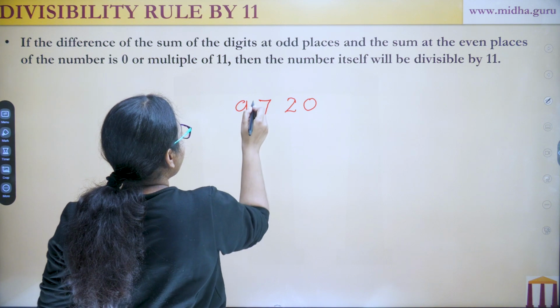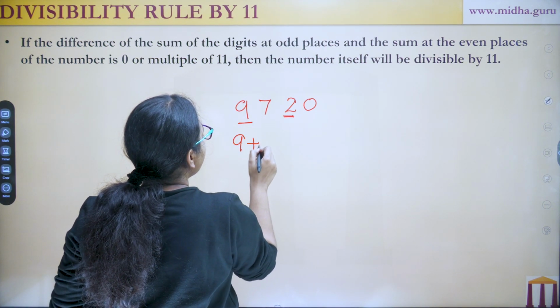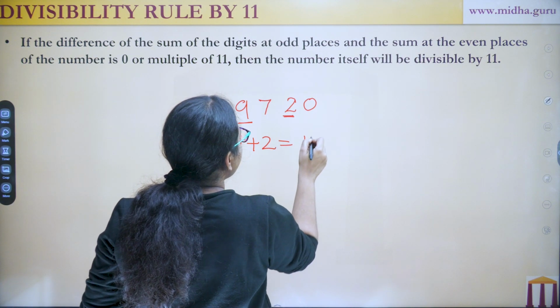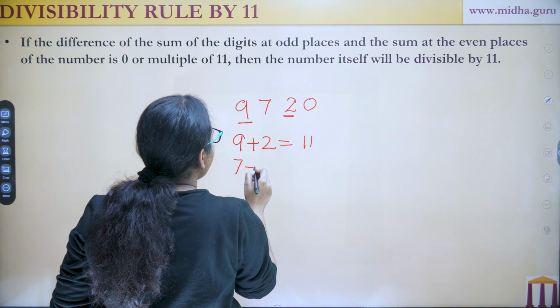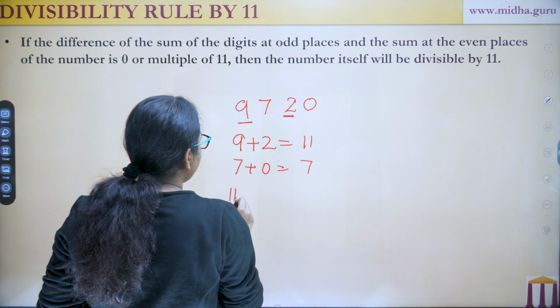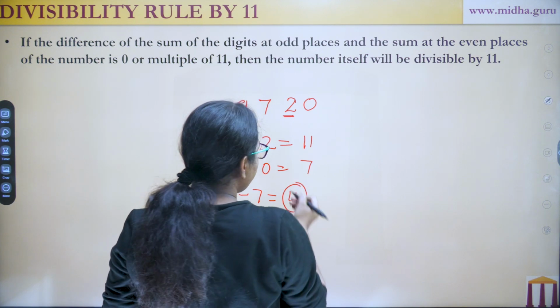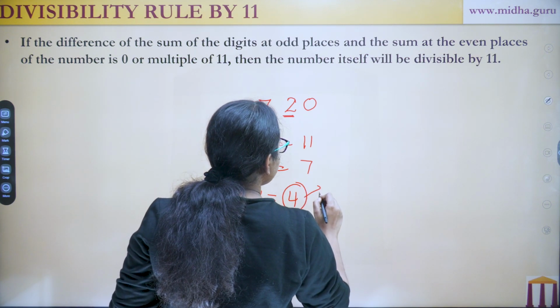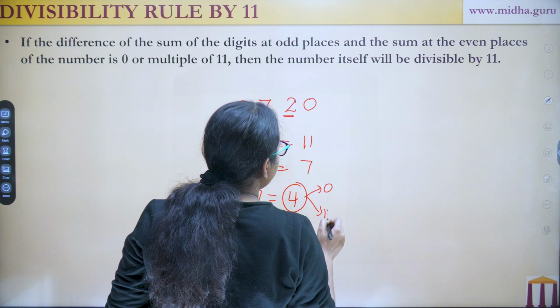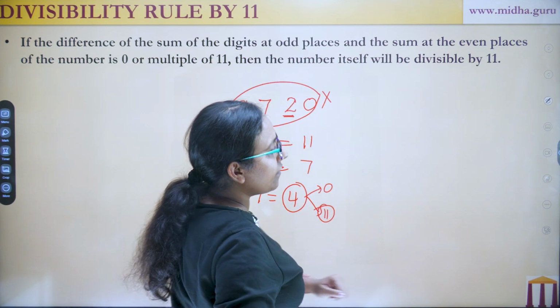What will we do now? Again, we will take the odd places, 9 plus 2, which is 11. Now 7 plus 0, which is 7. That means we have to take the difference, 4. Is 4 divisible by 11? It is neither 0 nor divisible by 11. That means the whole number is not divisible by 11.